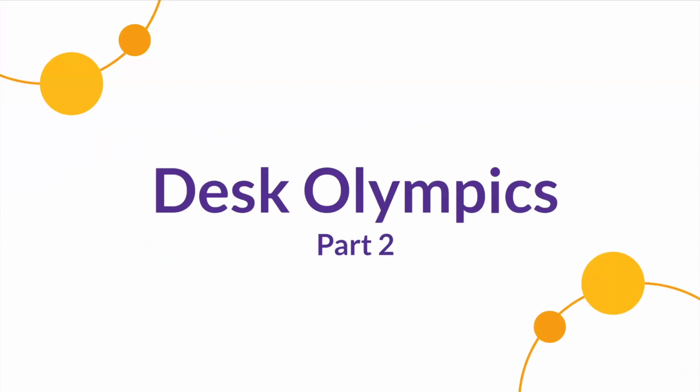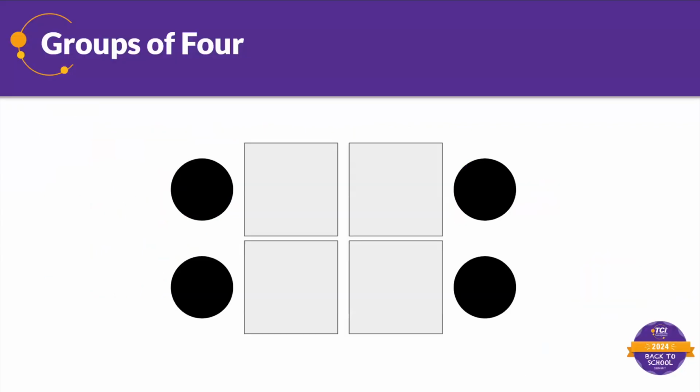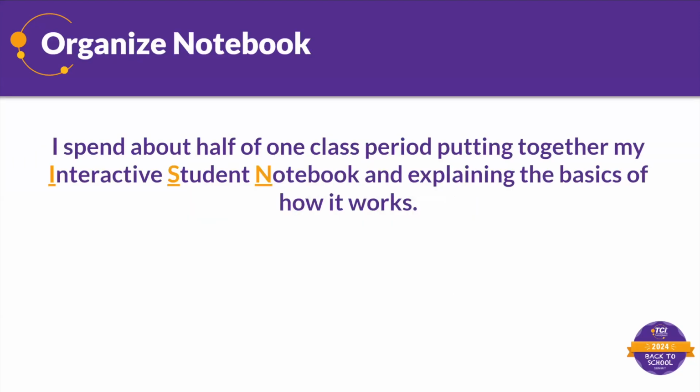So Desk Olympics part 2, they already know how, so it's very fast. They're going to do groups of 4 this time for me, and they move. Now they're in groups of 4, and they're going to set up what's called their interactive student notebook. That's very much a TCI thing for them.